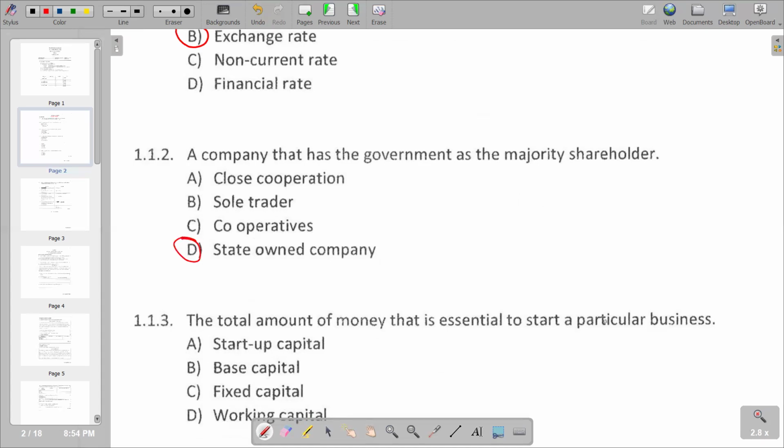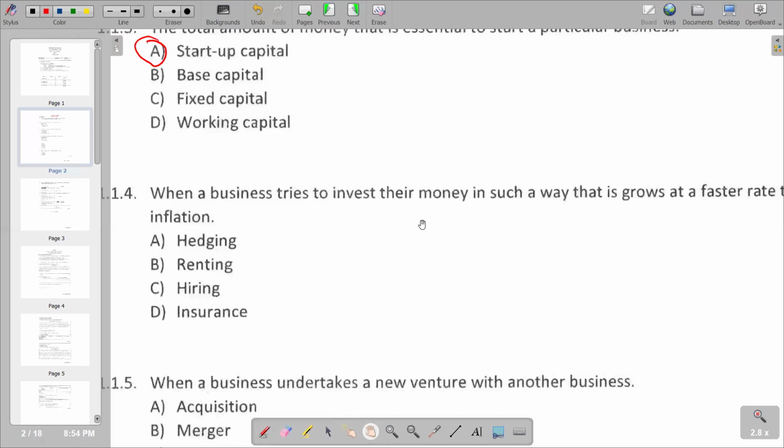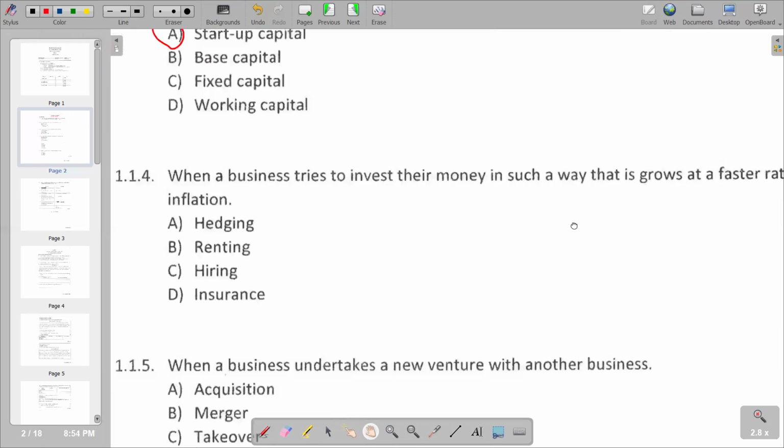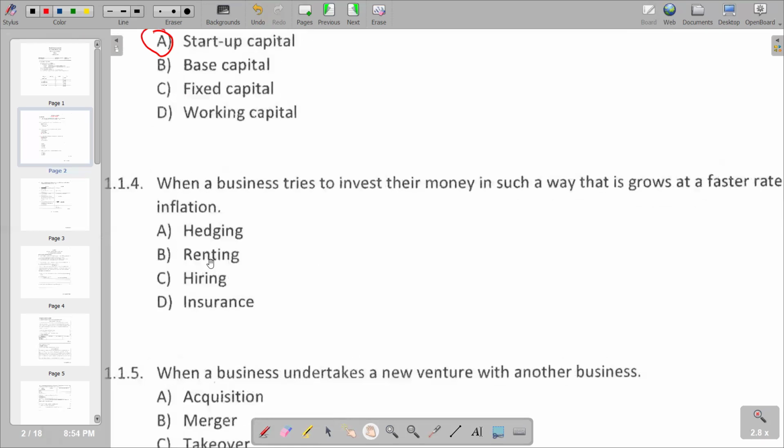The amount of money that is essential to start a particular business. So we give it startup capital, base capital, startup capital. Then we go to the next question, which is when a business tries to invest their money in such a way that it grows at a faster rate than inflation. We are given options of hedging, renting, hiring, and insurance. But you see that the correct response that we have there is hedging.